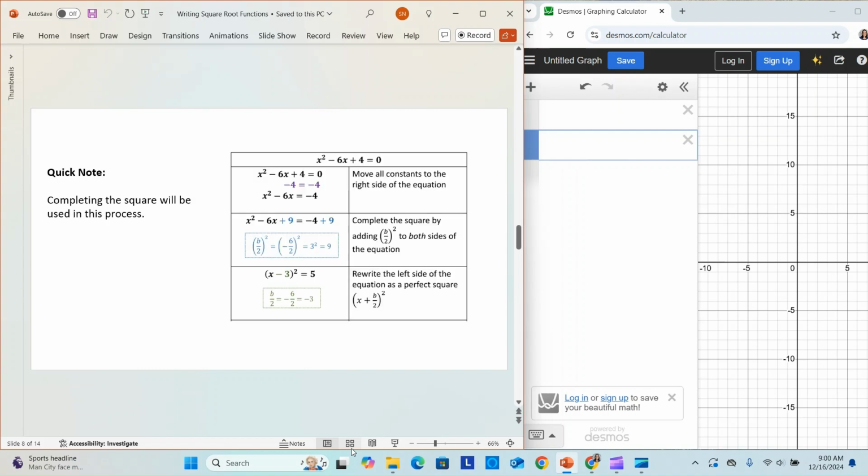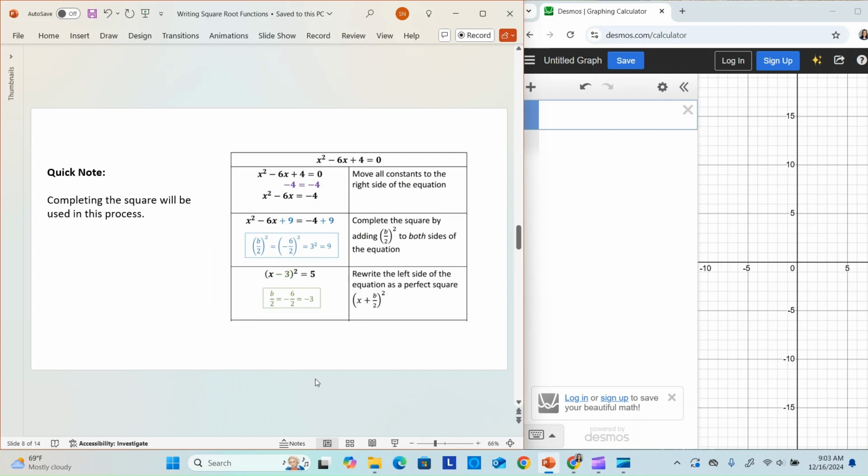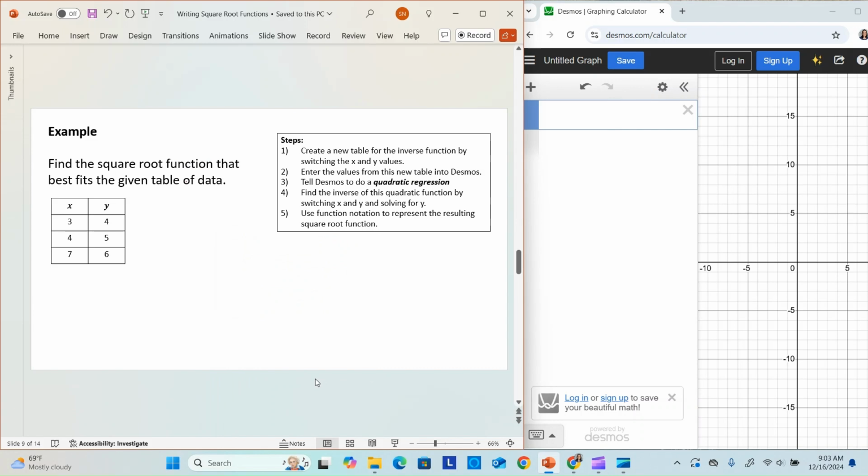Another thing that we'll be using a lot of as we work on turning that quadratic into a square root is completing the square. Remember, we did completing the square back in the quadratics unit. We move the constant term away, and then we add b over 2 squared right here in order to turn this into a perfect square trinomial. And that will allow us to rewrite this in factored form as (x minus 3) squared, right? Because this is a perfect square trinomial. Okay, so we're going to be using this technique again today as we work through turning our quadratics into square root functions.